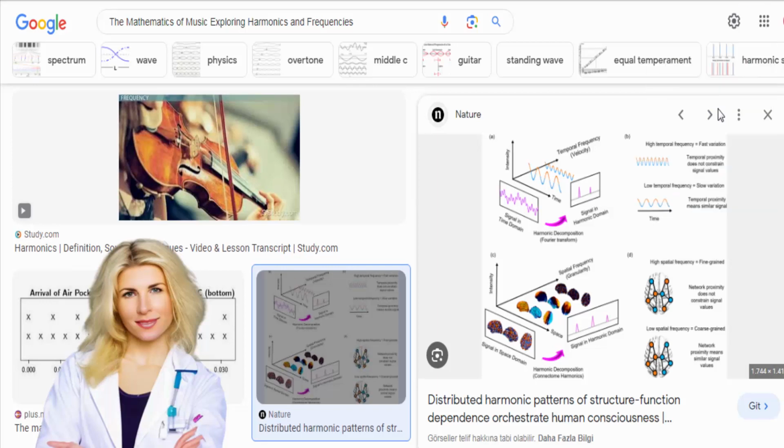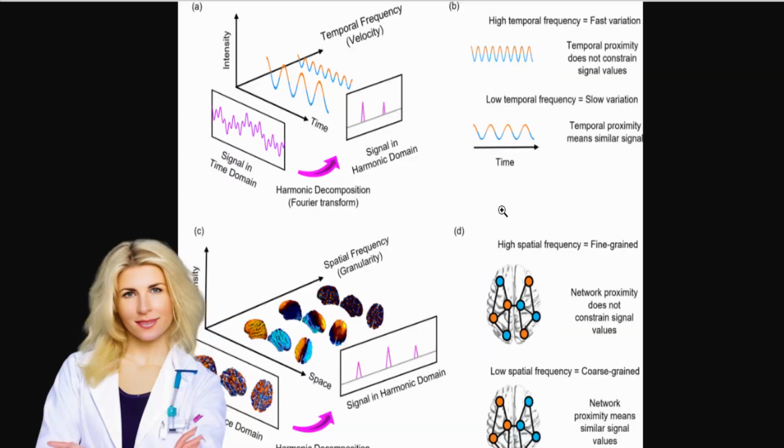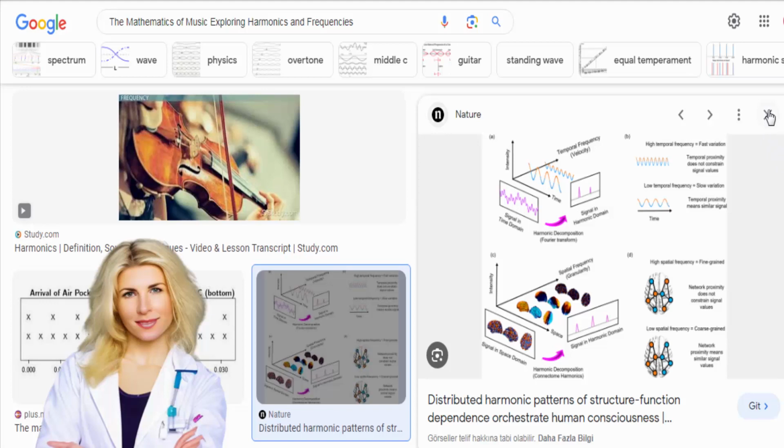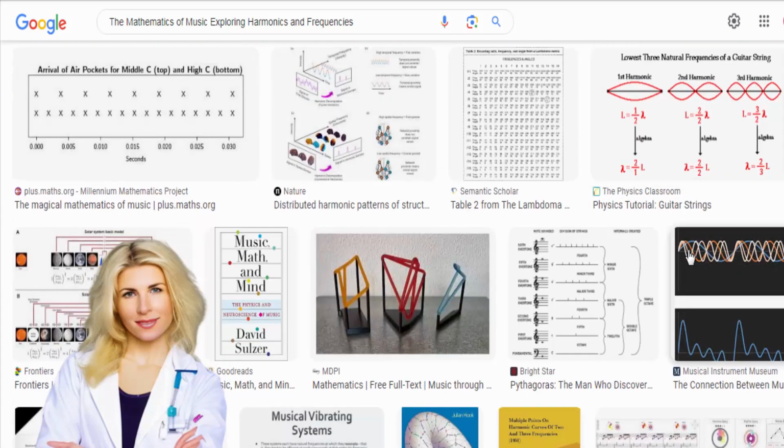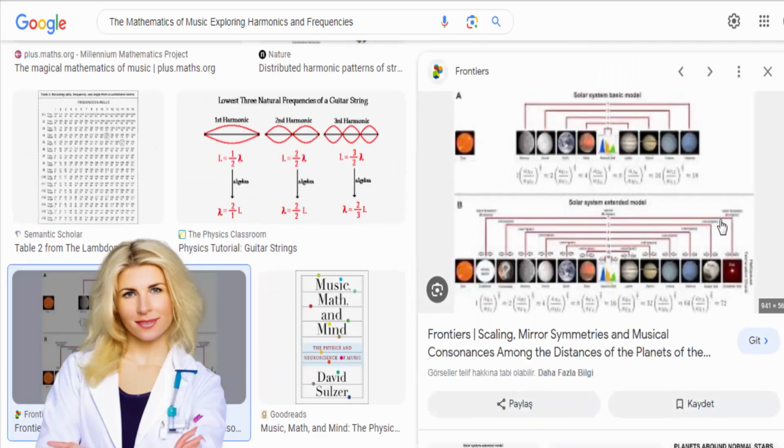Tuning systems. Different cultures and historical periods have used various tuning systems to divide the octave into smaller intervals. Common tuning systems include equal temperament, used in modern Western music, and just intonation. Equal temperament divides the octave into 12 equal parts, which allows for easier modulation between different keys but sacrifices some of the pure harmonies found in just intonation.